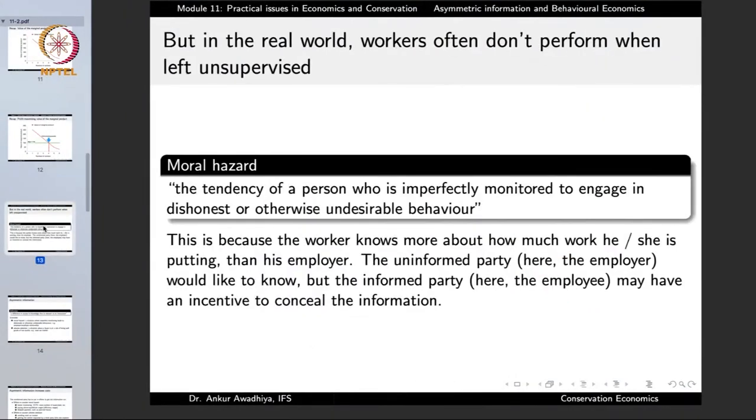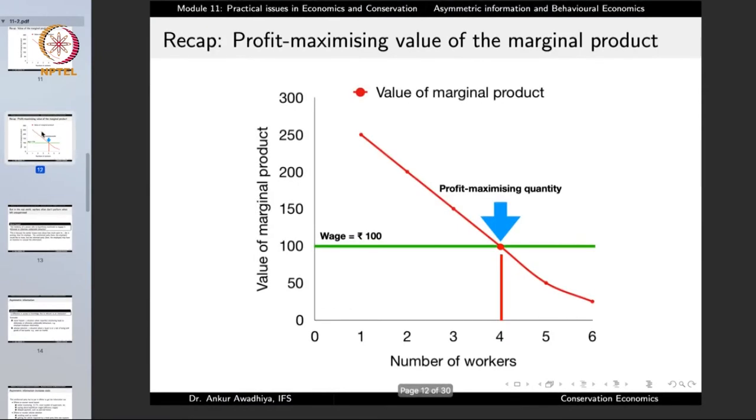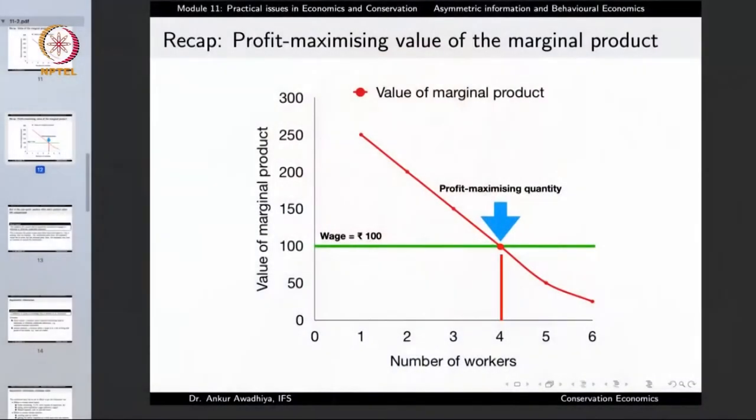Because in the real world, workers often do not perform when they are left unsupervised. So in this case, we are talking about four workers that should be hired to make the product. But in the real world, what we observe is that we do not only need these four workers, but we probably also need a supervisor. And probably also a supervisor to look after or supervise the supervisor. And why is that so?